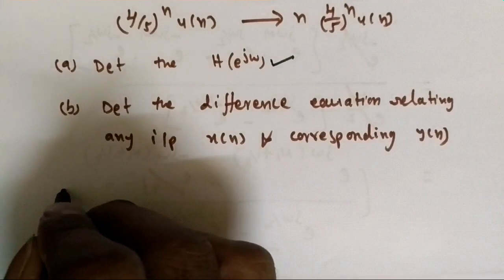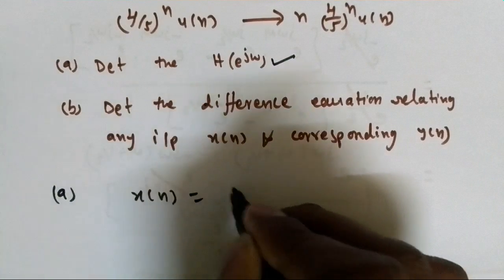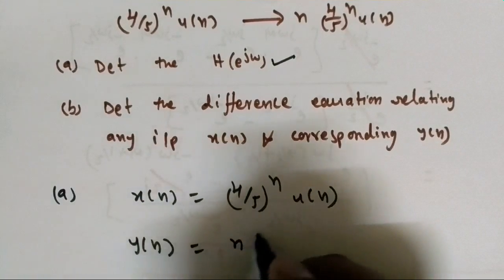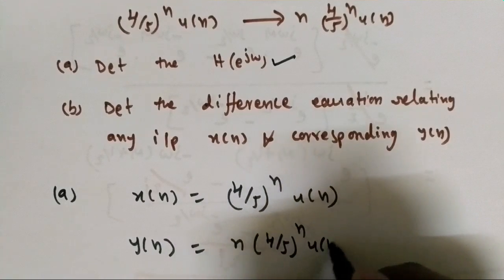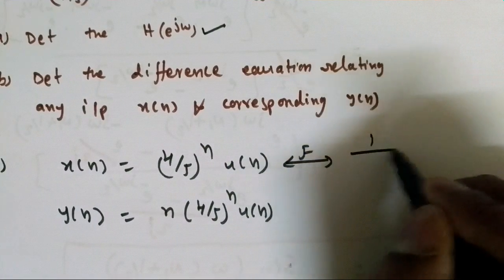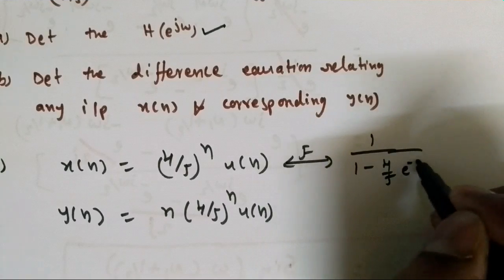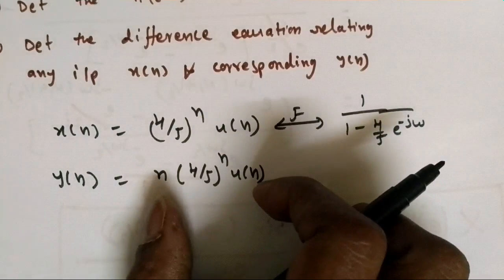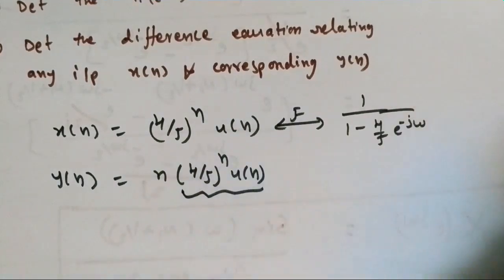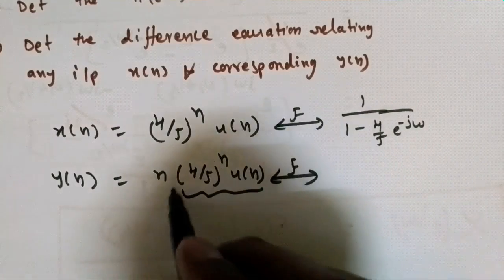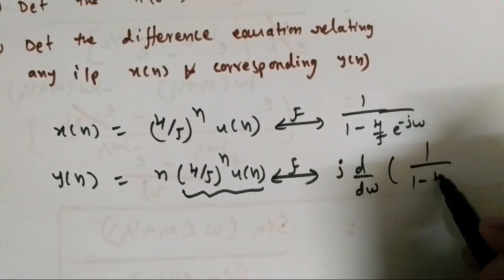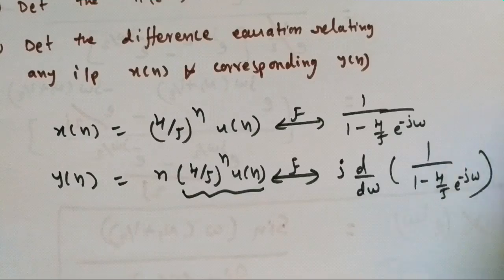Now, what is x of n? It is 4 by 5 power n u of n, and y of n is given as n into 4 by 5 power n u of n. Now what is the Fourier transform of this signal? Simply 1 by 1 minus 4 by 5 e power minus j omega. But to find the Fourier transform of this one, there is an n. So we already know the Fourier transform of this signal. So the overall Fourier transform of this signal, n means in the frequency domain we will get d by d omega of 1 by 1 minus 4 by 5 e power minus j omega.